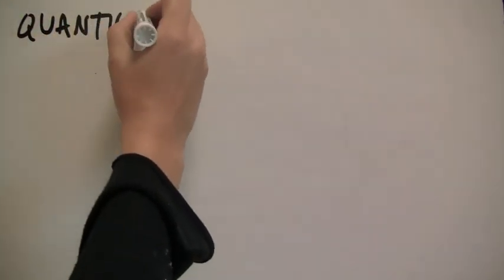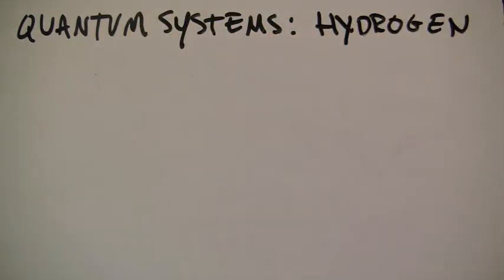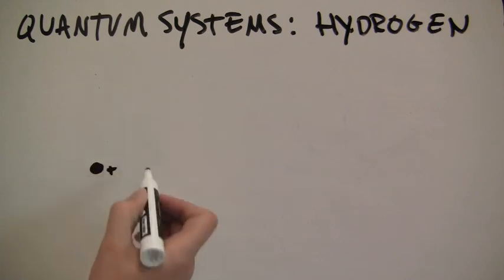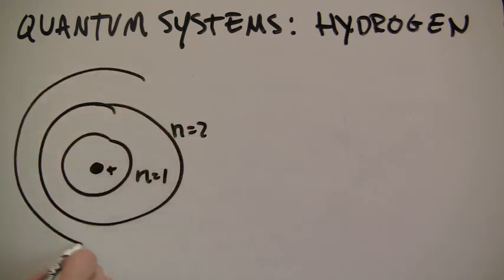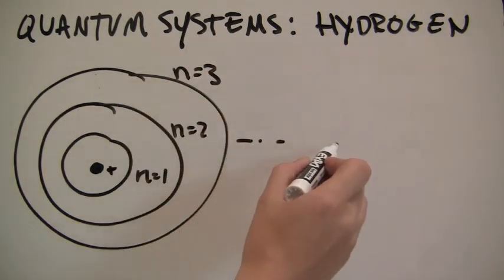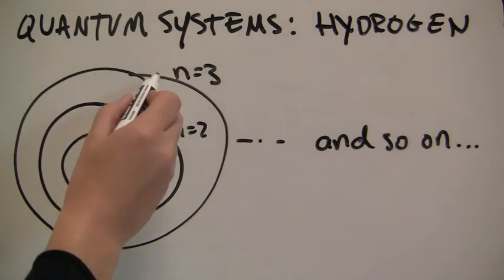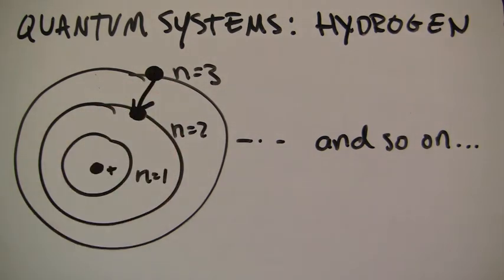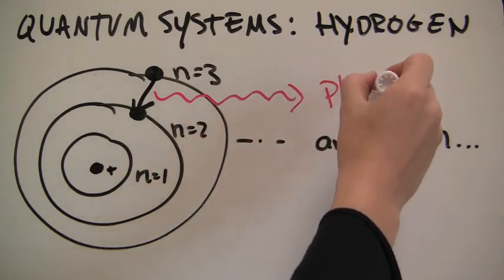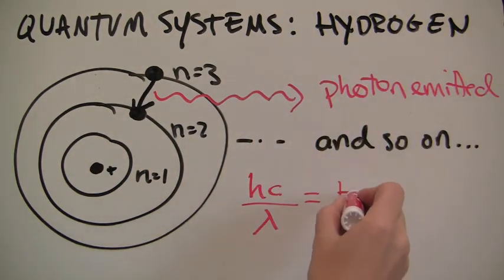This week's lab is on quantum systems, specifically the hydrogen atom. The hydrogen atom's just got one proton and one electron, the electron orbiting the proton in orbitals with different energies, each labeled by the integer n. Say you have an electron in the state with n equals 3, and it decays down to the n equals 2 state. When this happens, a photon will be emitted. The energy of the photon will be equal to the energy lost by the atom.